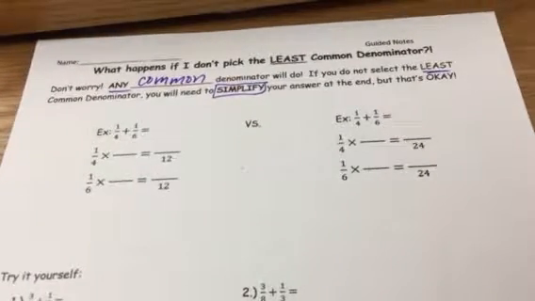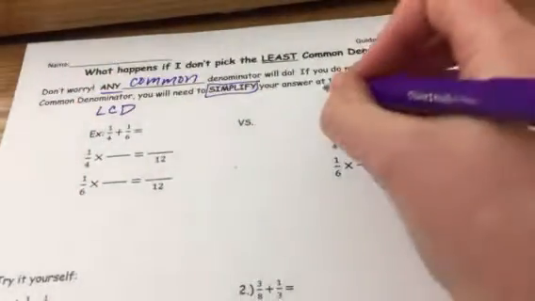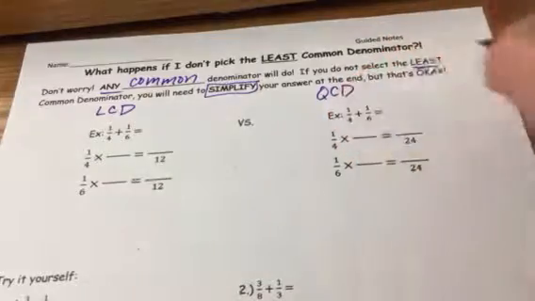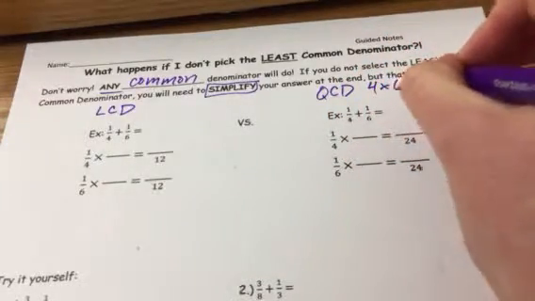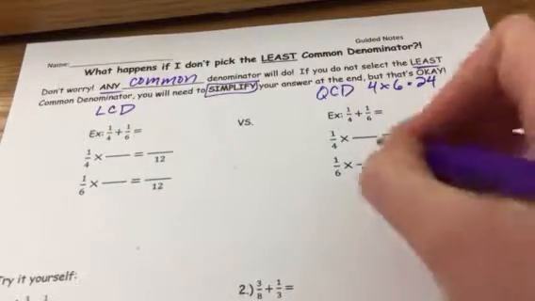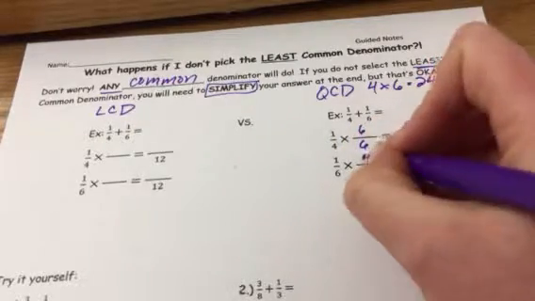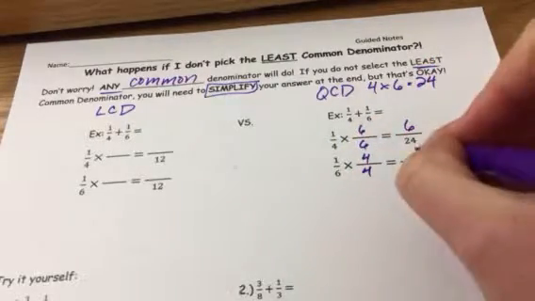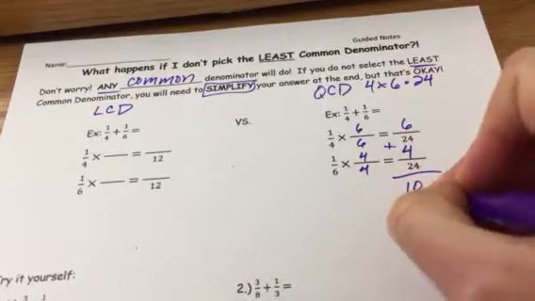We can do that. So we're going to take a look at using the least common denominator versus using what I'm going to call a quick common denominator, where you multiply your denominators. So 4 times 6 gives us 24. So if we use that quick common denominator, let's go ahead and solve this guy. I'm going to multiply by 6/6, and I get 6/24. Multiply this by 4/4, and I get 4/24. We're adding. This is 10/24.